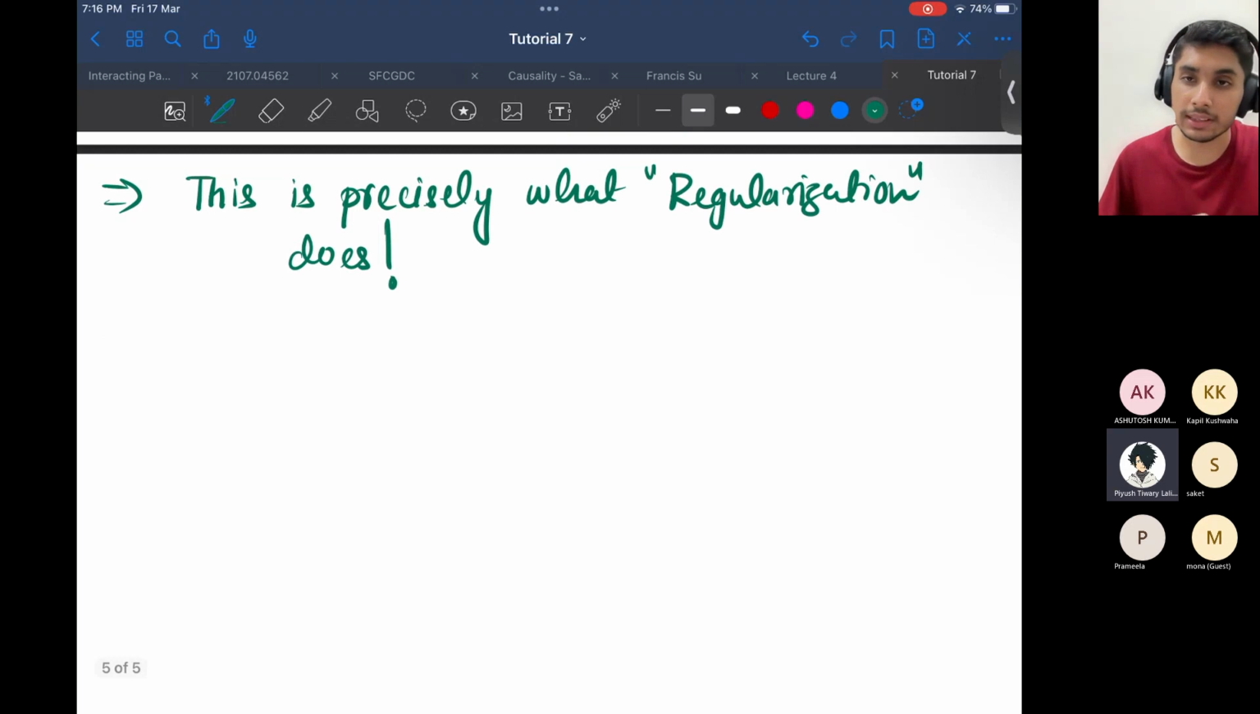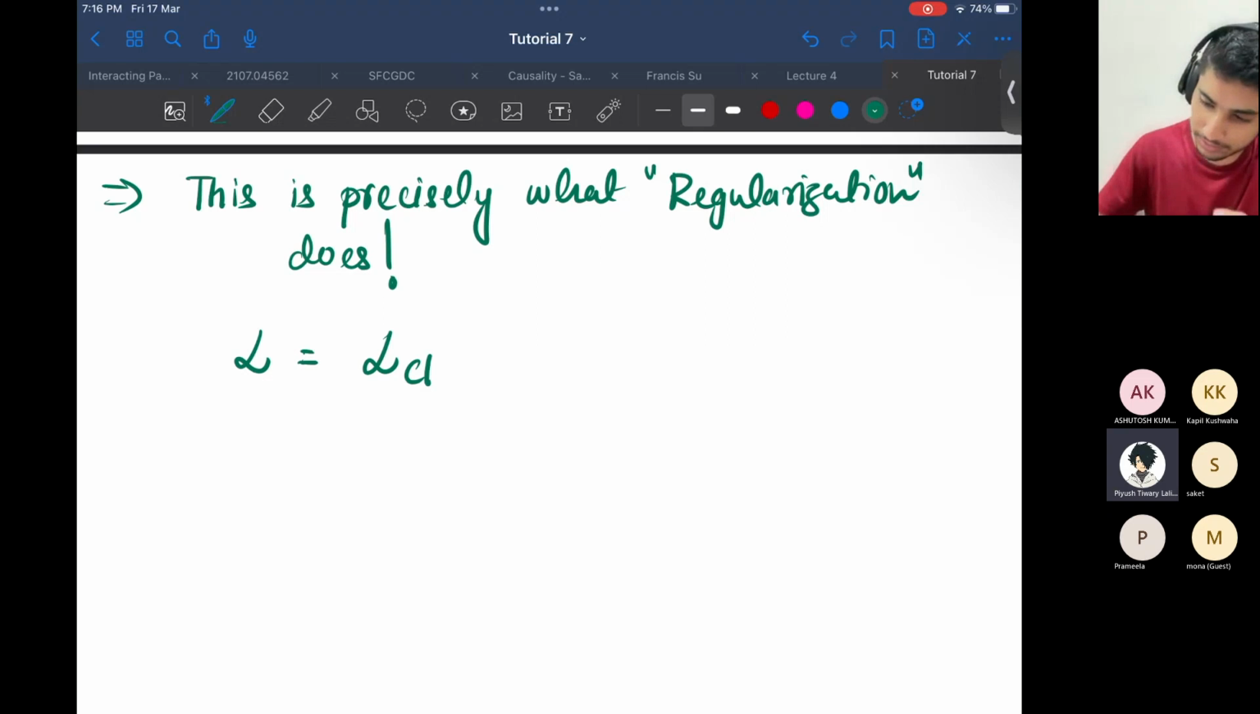Isn't this exactly what regularization does? So what is regularization? I hope you saw the lectures, and I don't have time to explain all of it. But here is the idea. You take your loss function. Let's say you have a classification loss or something like that, and it has two components.